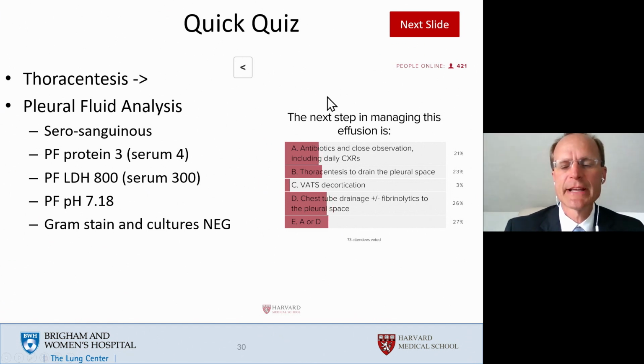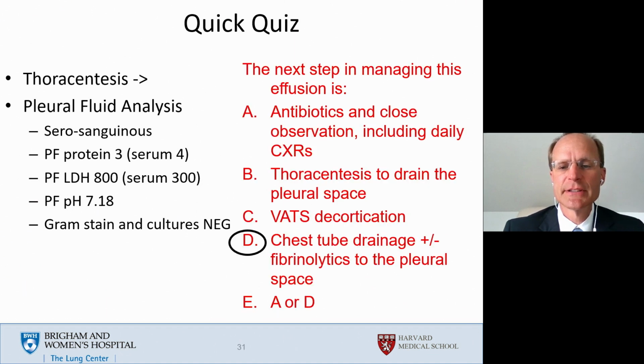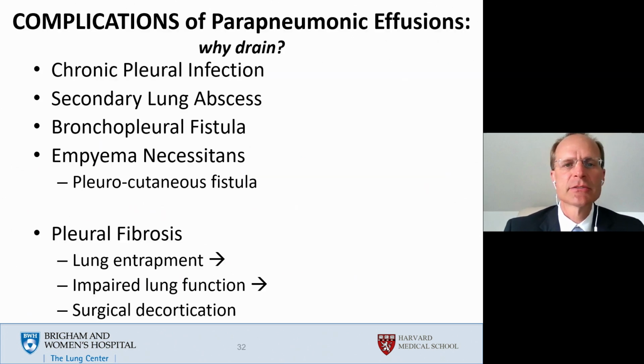Great. I think most people are identifying the idea that this is a potentially scary and complicated parapneumonic pleural effusion or empyema, and that definitive chest tube drainage is important. So the answer is D, chest tube drainage with or without fibrinolytics. And why do we have to drain this effusion? Because we worry about complications such as chronic pleural infection, secondary lung abscess, empyema necessitans, which is a pleurocutaneous fistula, or mechanical complications such as lung entrapment and fibrothorax.